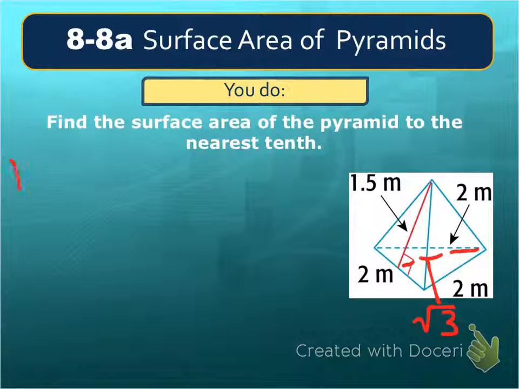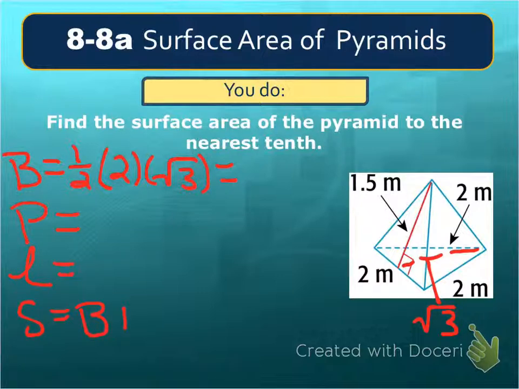So when you're finding the area of the base, remember you're finding the area of a triangle, which is 1/2 base, which is 2, times the height, which is square root of 3. What does that equal? Then find your perimeter of your base, find your slant height, and again put that into the equation. B plus 1/2 P, perimeter, times slant height. When you're finished, bring them up to me to have them checked.